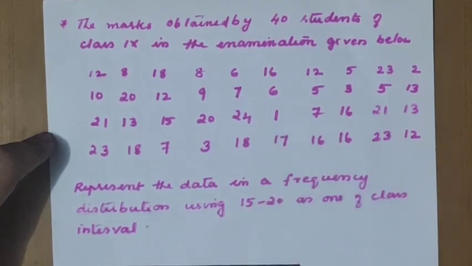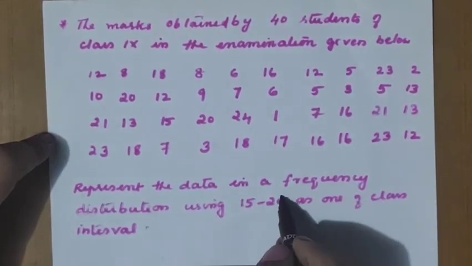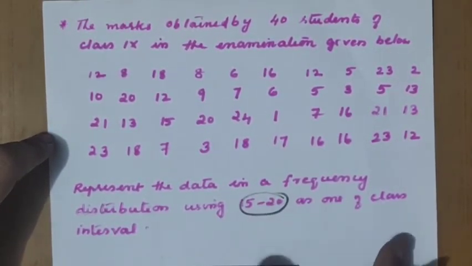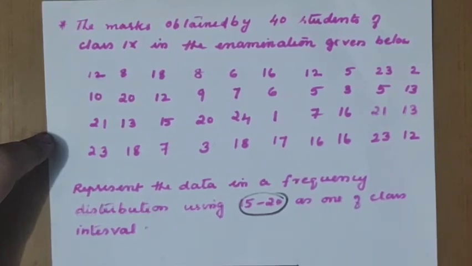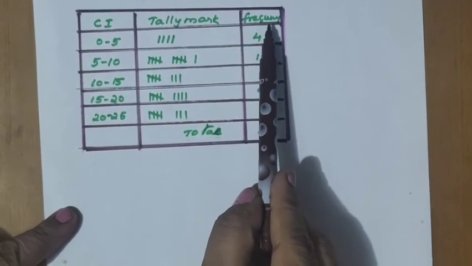There's a 24 there. So 20 up to 25 we can make, because from 15 to 20 the class width is 5. So this idea is to be used, and we can decide the class interval. For that we should identify which is the least value and which is the highest value. From this we have identified that 1 is the least value and 24 is the highest. So we can prepare a frequency distribution table with the help of tally marks.